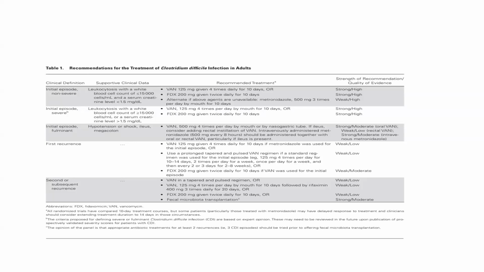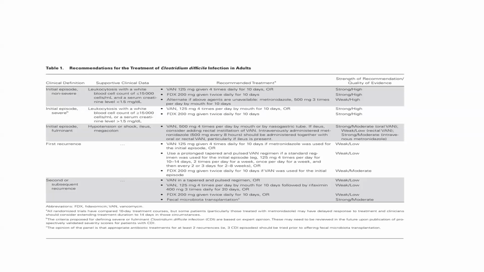The pulse regimen is 125 mg 4 times per day for 10 to 14 days, then 2 times per day for a week, then once a day for a week, and then every 2 to 3 days for 2 to 8 weeks. Or we can go for fidaxomicin, that is twice daily for 10 days, if vancomycin was used for the initial episode.